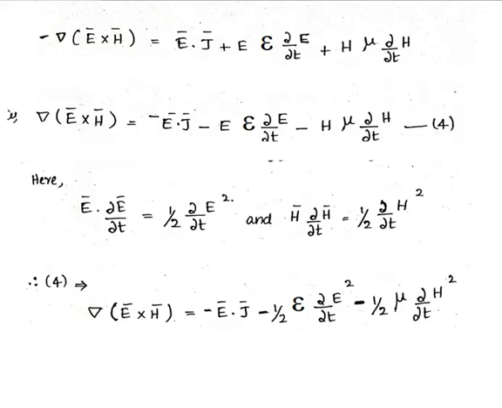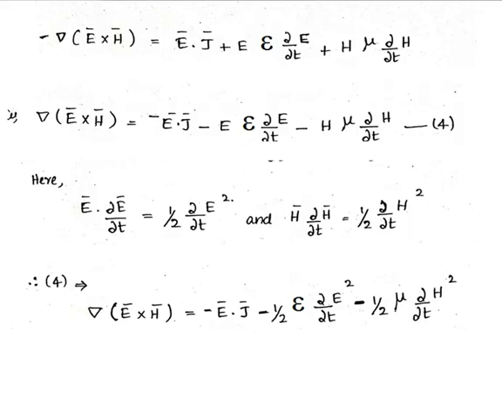Rearranging the above equation, we get del dot E cross H is equal to minus E dot J minus E epsilon dou by dou t of E minus H mu dou by dou t of H. This is the fourth equation. Then from the fourth equation, E into dou by dou t of E can be written as 1 by 2 dou by dou t of E square. Similarly, H into dou by dou t of H is written as 1 by 2 dou by dou t of H square.